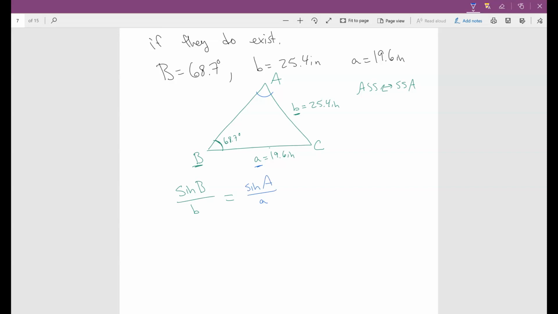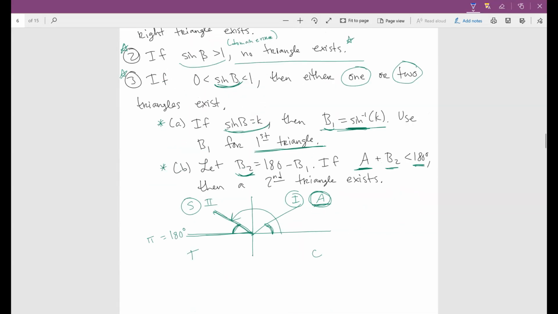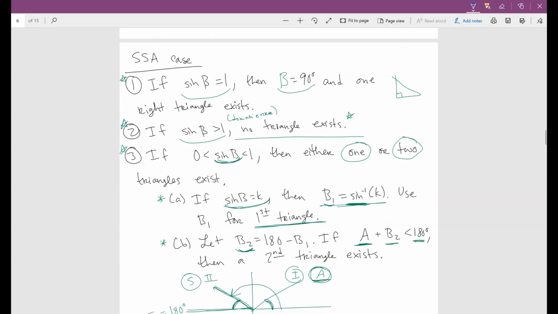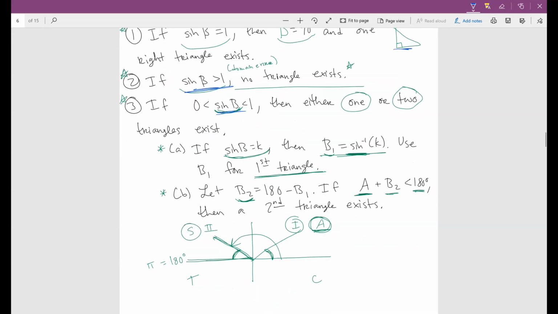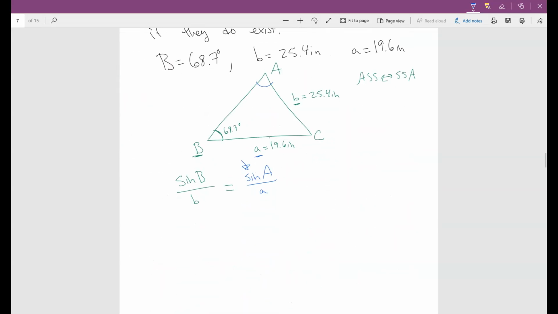Let's see what happens with sine A. It's the one I'm going to look at, because depending on that, if it's equal to 1, I'm going to have a right triangle. If it's greater than 1, you're going to have no triangle. And if it's somewhere between 0 and 1, then I might have 2 triangles. So sine B, with B equal to 68.7 degrees, over little b, 25.4, equals sine A, which is what we're trying to figure out, over little a, which is 19.6.